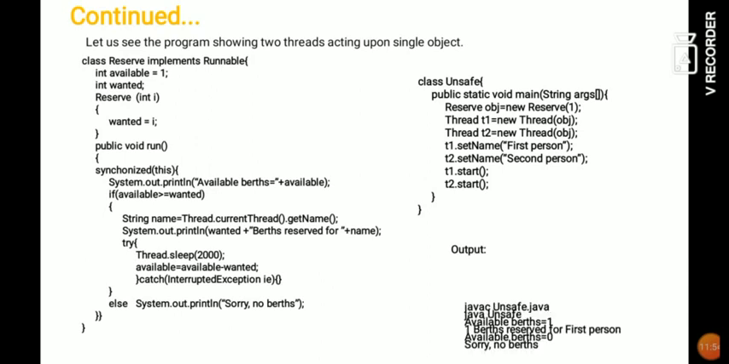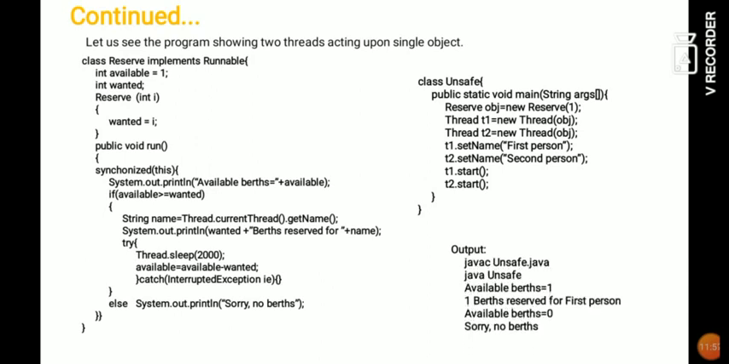So when you run this program, first thread 1 will enter the run method, and it goes to the synchronized block. There the object is obj. With respect to that object, thread T1 is entering, and it prints available births is equal to 1, and then it goes to the if condition. Meanwhile thread 2 is also starting. When thread 2 starts, it goes to the run method, but it cannot enter the synchronized block until thread 1 comes out of it. So thread 2 waits outside the synchronized block. Here, thread 1 completes its execution. It prints everything: one birth is reserved for person 1.